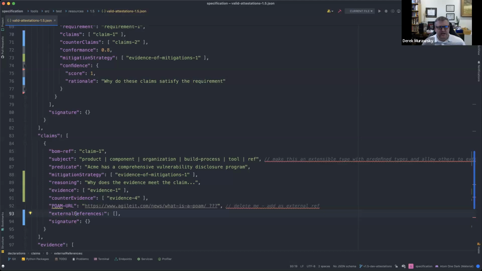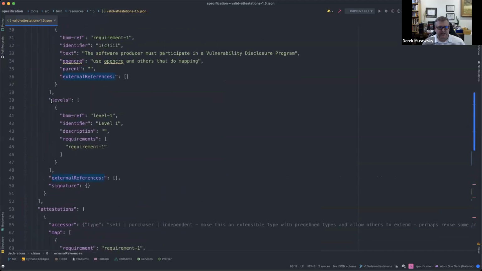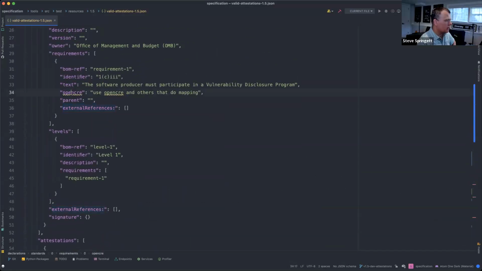Yeah, we did make a conscious decision to take out the open CRE stuff and bubble that up to the top level, though. Correct. So that's right here. So that way we're not doing the mapping in the spec.